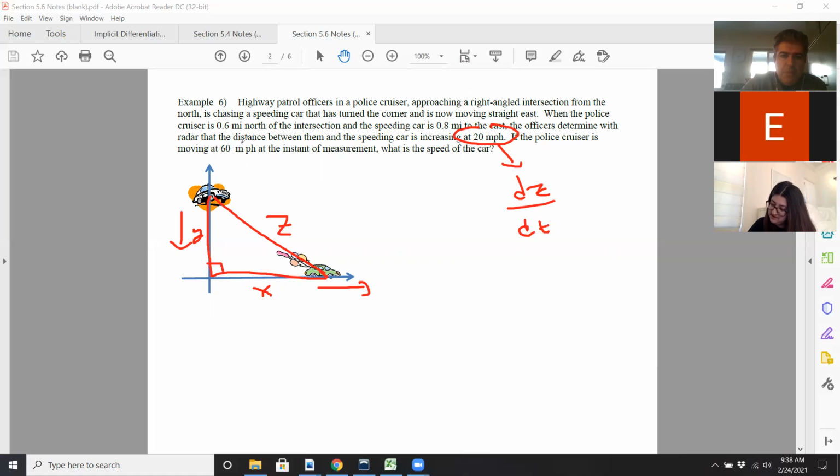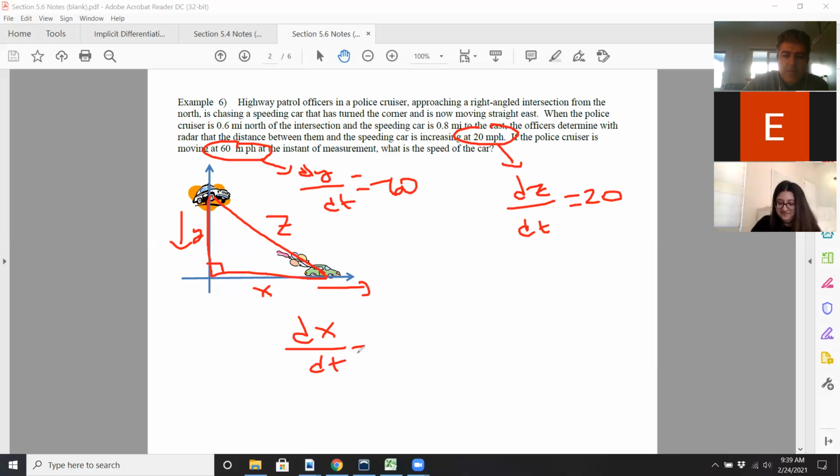The police cruiser is moving 60 miles per hour. That's going to be dy over dt. However, because y is losing value, because the police cruiser is getting closer to the intersection, you're going to say it's negative 60. That's a tricky part. But dz over dt is 20 because you are told that rate's increasing. So you have to be mindful about what quantities are changing and how they are changing. As time passes, that side length y, is it getting bigger or smaller? It's getting smaller. Of course, x is going to be getting bigger. And so dx over dt, I don't know.